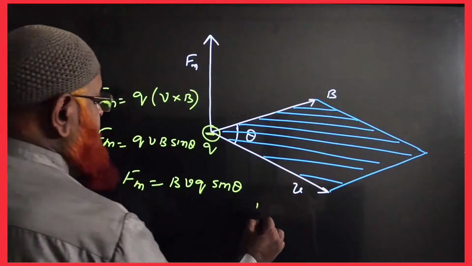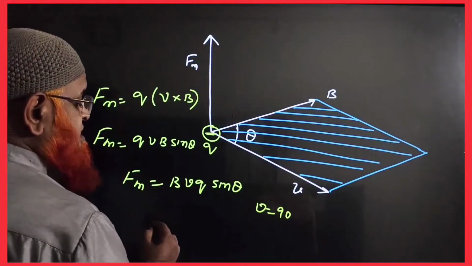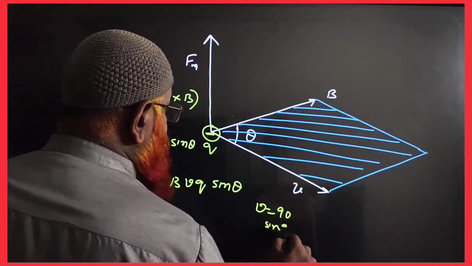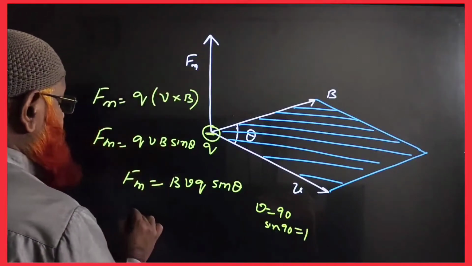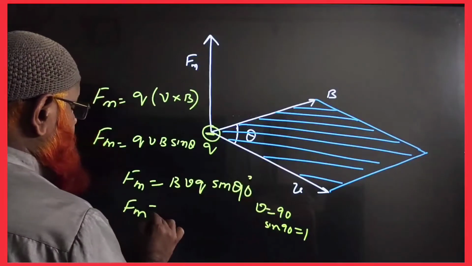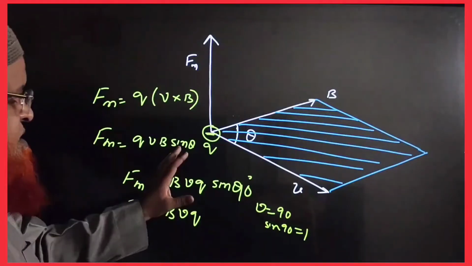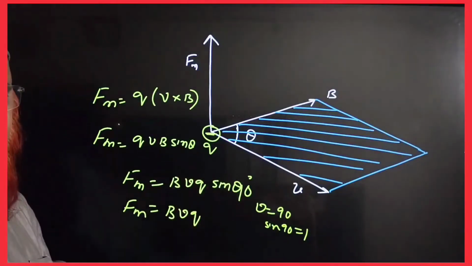If the angle theta is 90 degrees, what is going to happen? Sin 90 is 1, isn't it? Therefore, we take, for example, instead of theta, 90 degrees. So the force due to magnetic field is considered as BVQ. Is it okay? Now we will apply some practical example based on this.